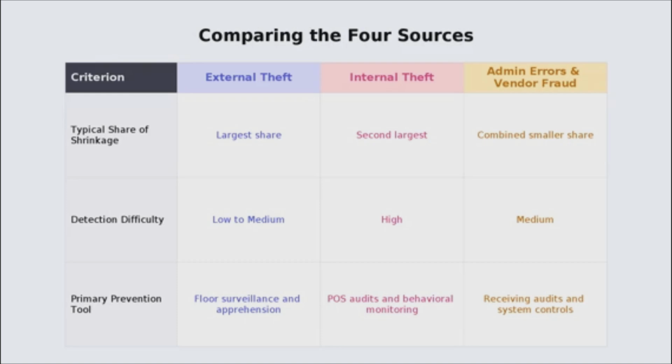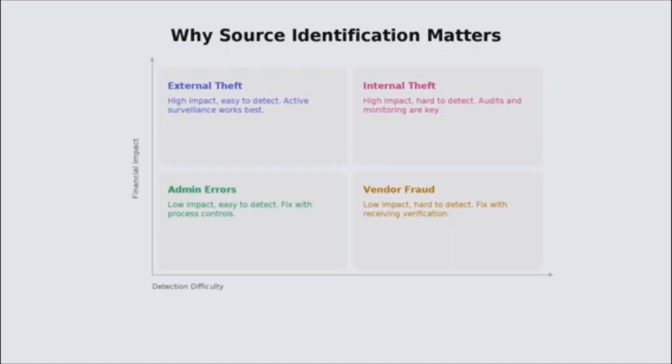This matrix makes it practical. External theft is high impact and easy to spot. Active surveillance works best. Internal theft is high impact but tough to detect. Audits and monitoring are key. Lower impact losses like admin errors and vendor fraud need process fixes, not investigative digs. Know where each source sits, and you'll know where to invest your time and resources.